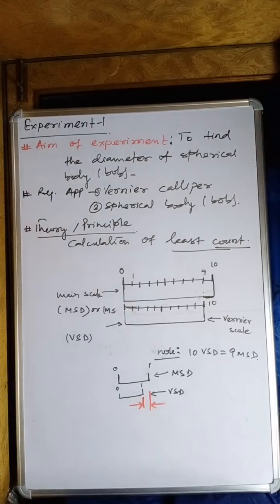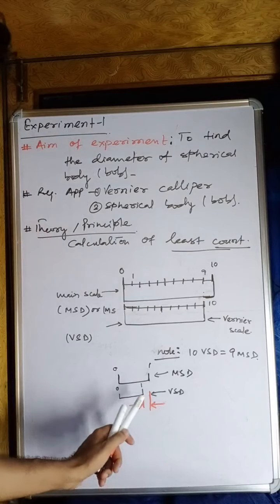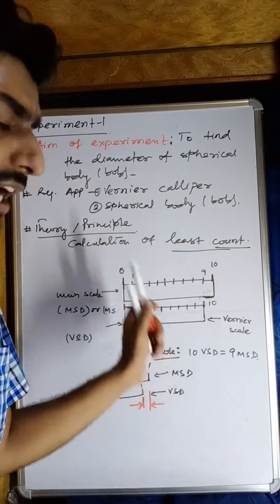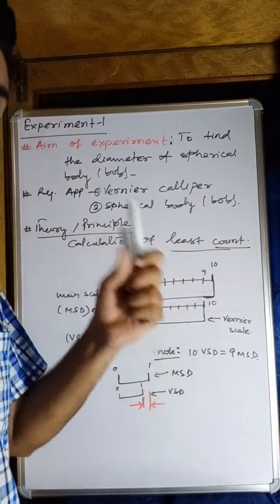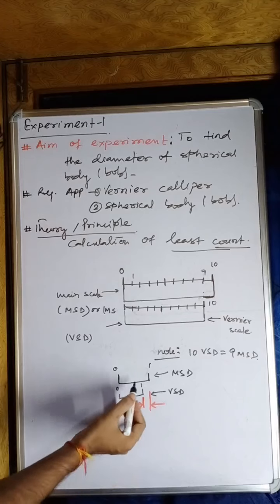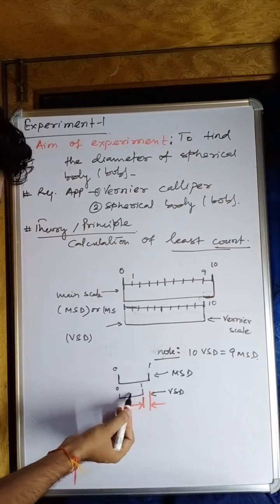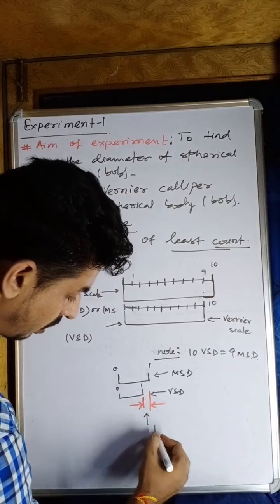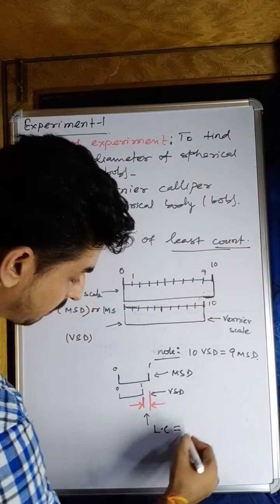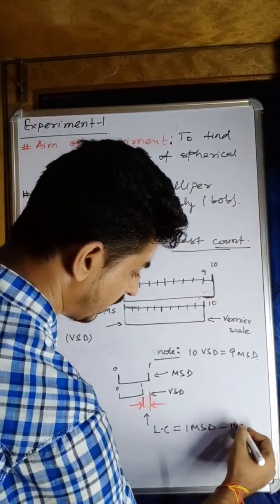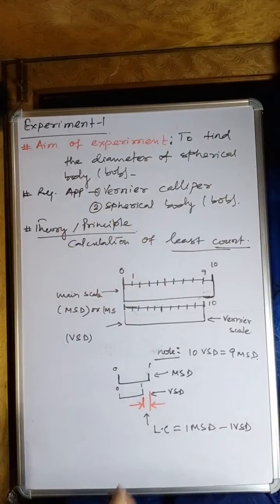I hope you understand. This much length we can also measure, and this is the minimum measurement. This would be the minimum measurement that can be done by this apparatus adjoining these two scales. And what can we write this value, my dear students? If this is one main scale division and this is one vernier scale division, this will be the least count, and this least count is nothing but one main scale division minus one vernier scale division. This is very easy.